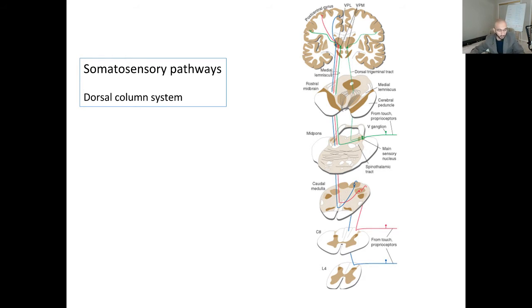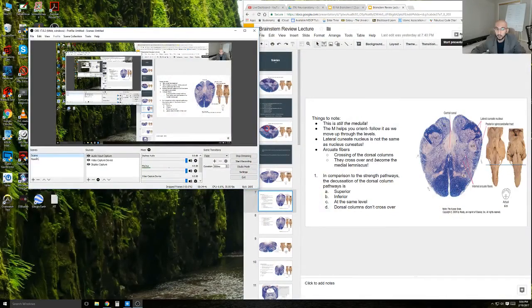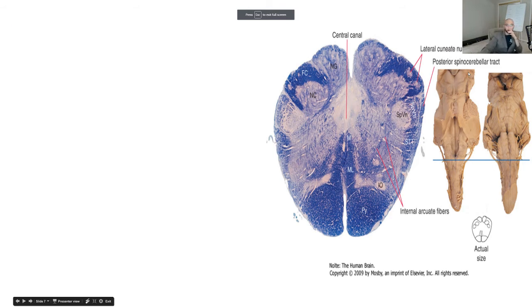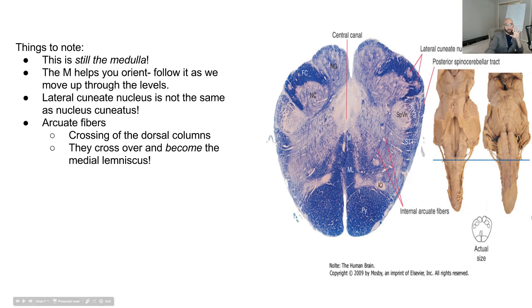Let's go back to this and make sure I don't zoom in on my head again, because that would be stupid. And I did it again. Great. All right. Good. So we've got the internal arcuate fibers.